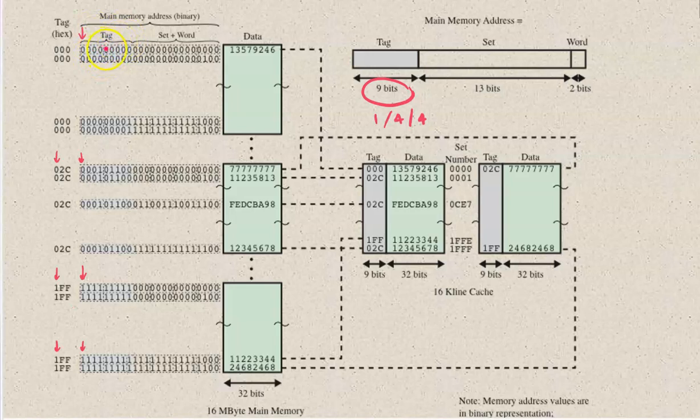So the first bit of our binary tag address is our first bit hex address. And then the next 4 would be 0, 0, 0, which is a 0 over here, and still a 0. We have a 0, 0, 1, 0, which corresponds to a 2. And then do we have others? We have a 1, 1, 1, 1, which corresponds to an F.